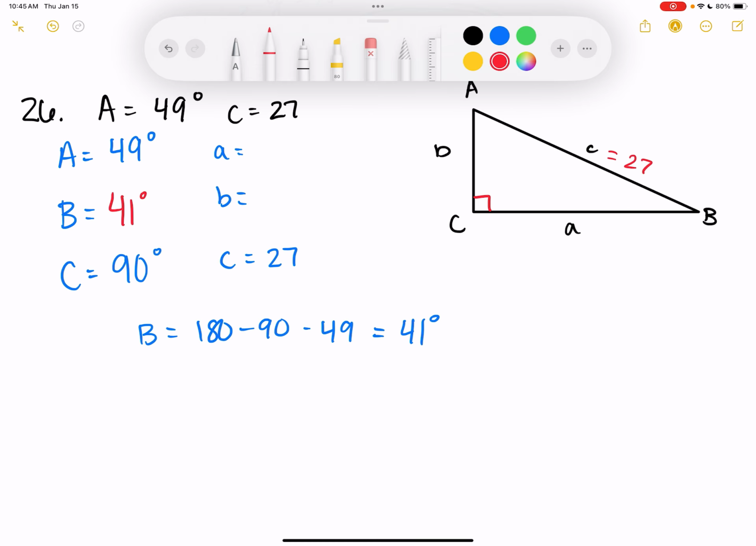So we're going to do the cosine of angle B is equal to adjacent over hypotenuse. So A over 27. B is 41 degrees. So now we multiply by 27. So A equals 27 times the cosine of 41. You just type that into your calculator: 27 and then the cosine button 41. And that is 20.37. Okay, and then you would solve for the other ones.